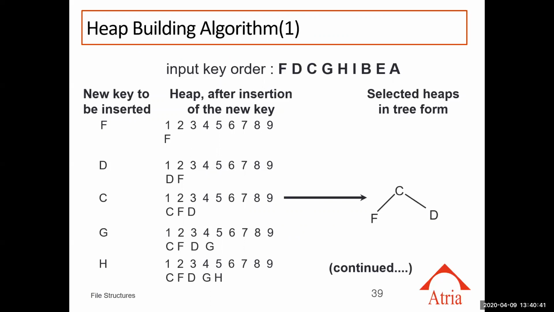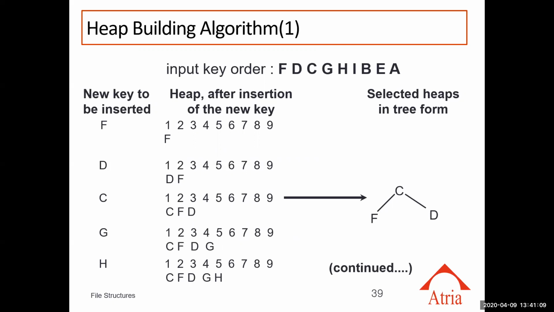For this, first we will blindly take the first element, which is f, and place it in the first available memory space. Here 1 2 3 4 5 6 7 are the consecutive memory spaces where we are going to store our heap tree values. So first we'll be storing f. So f will be the root node. Then next d will be inserted, where d is smaller than f, so d will be the root node and f will be the leaf node.